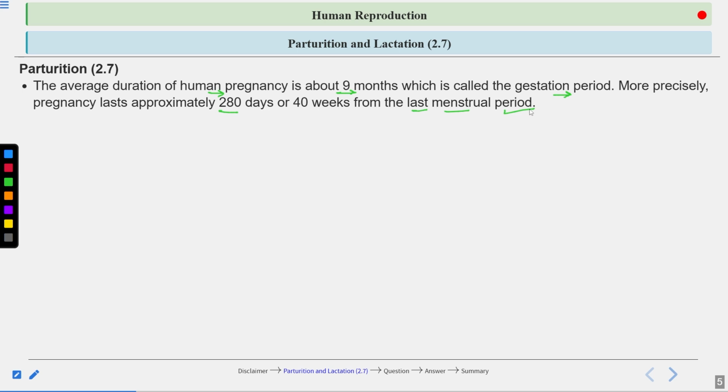There are certain hormones that maintain the corpus luteum, and this corpus luteum keeps on synthesizing a hormone. Which hormone is synthesized by the corpus luteum? Progesterone, continuously secreted by the corpus luteum. Progesterone levels are always high during pregnancy, and this progesterone maintains the thickness of the endometrium. This endometrium thickness is very important to maintain the pregnancy.